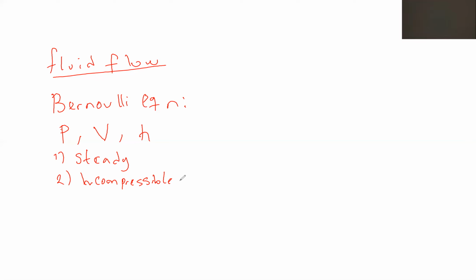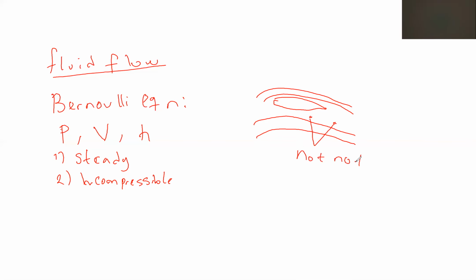So for example, if I have a streamlined body over here, and streamlines going around that, in this region over here, the Bernoulli equation is not valid. It's not considered valid. However, in these regions, it is considered valid.